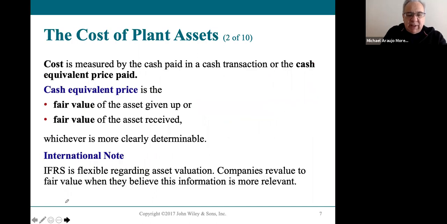But let's focus on historical cost and what we have to put down on our books when we buy a building or a piece of equipment or something like this. So certainly we are paying cash, but we're not only paying cash, we're paying other types of things as well to get things ready for use. But there is something called a cash equivalent price, which we have to look at as the fair value of the asset. And that's going to be part of our determination.